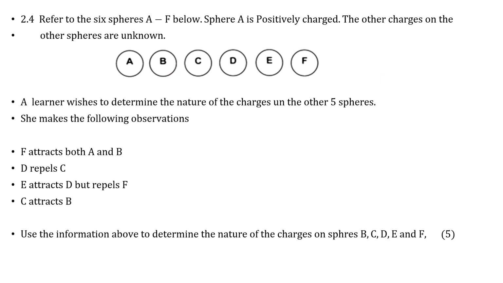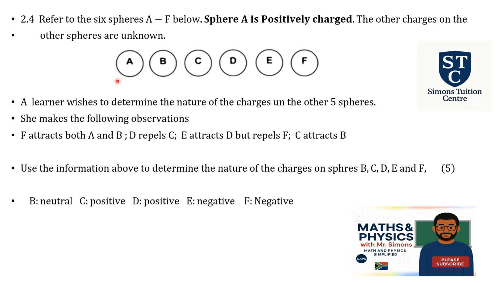Alright, so we look here, as I said, B is neutral, C is positive, D is positive, E is negative, and F is negative. Hope you understand the explanation I gave to you. So, as I said, F attracts A and B, so the only time two charges attract each other, this one is positive, that one must be negative. Therefore, F is negative. Alright?